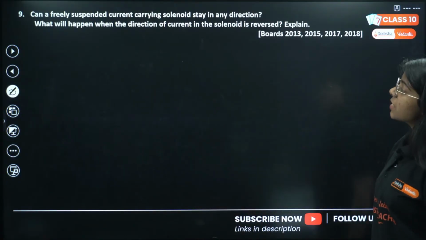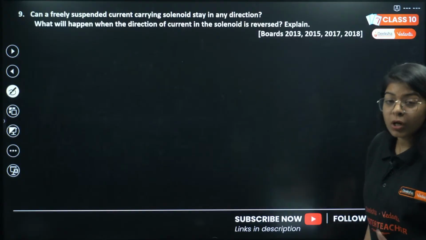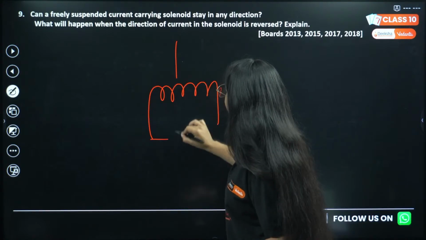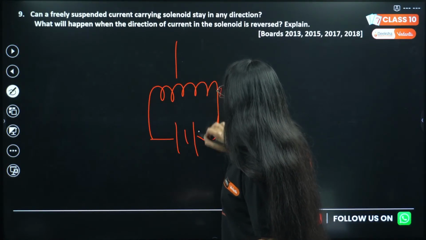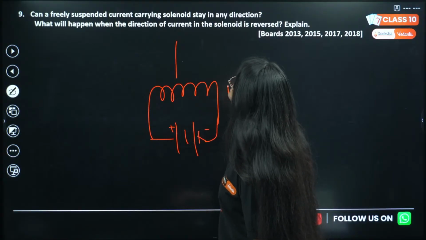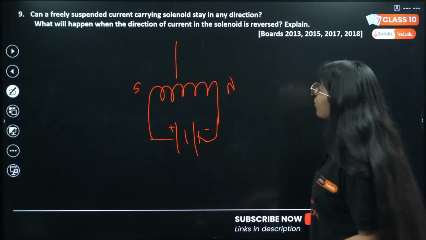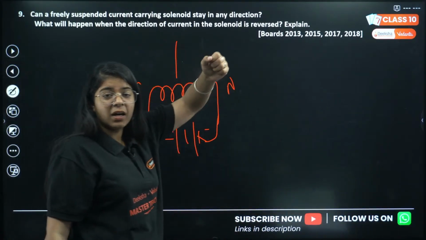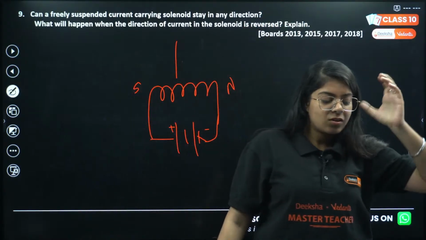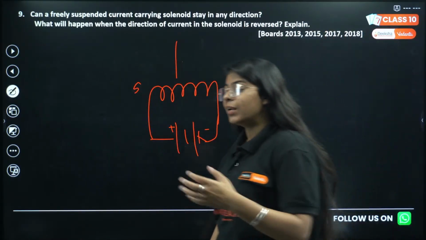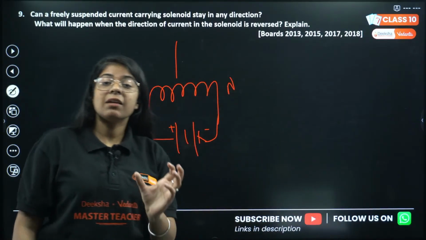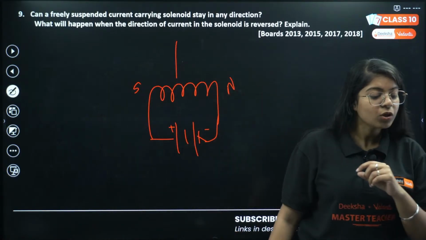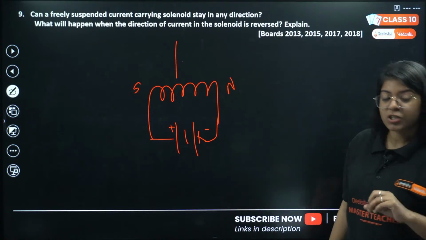Can a freely suspended current carrying solenoid, we have a freely suspended current carrying solenoid in the air. Now they are asking what will happen if I suspend a current carrying solenoid from a wire. Do you know what will happen? Will it stay fixed? Will it align itself in a particular direction? Will it start to rotate? What will happen? If you know, let me know in the live chat or the comment section, wherever you like.